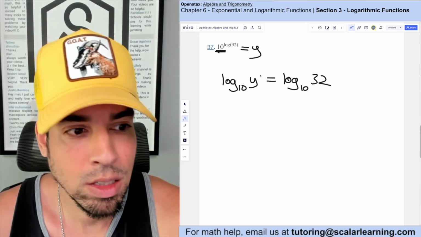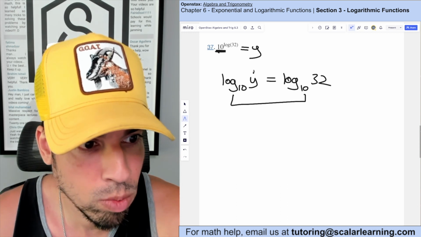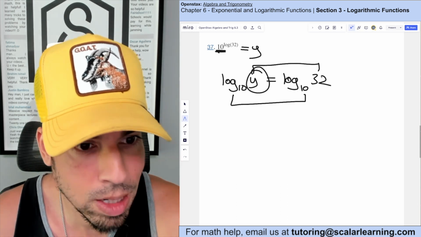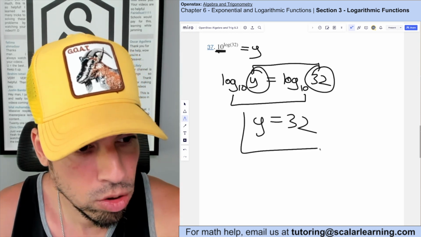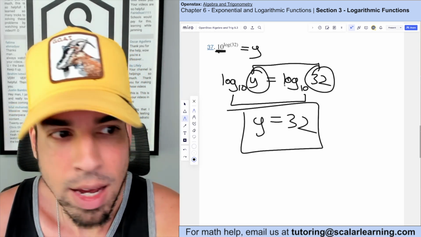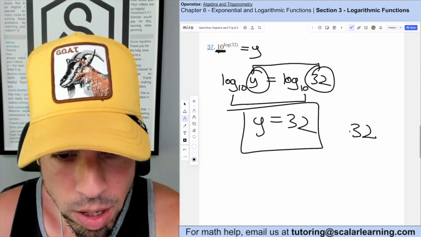And now once we get it into this format, you see they're actually almost equivalent on both sides, except we have y here and 32 here, which means if these two sides are equal, y must therefore equal 32. And again, y is a value that I just added in. So the actual value of this expression, we can simply write as 32.